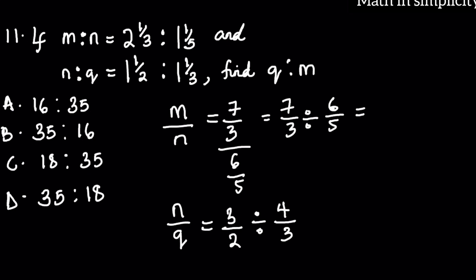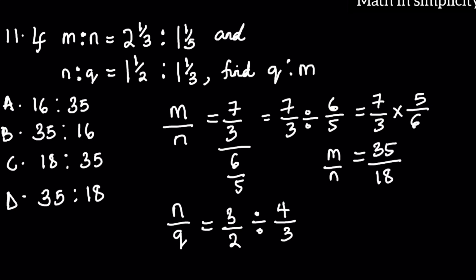7 over 3 divided by 6 over 5 is the same as 7 over 3 times, you swap, immediately you change the division sign to multiplication sign, you have to swap the denominator for the numerator, so it now becomes 5 over 6, and that should give us m over n equals, nothing can divide, so we just multiply through the numerator and the denominator. 7 times 5 is 35, and 3 times 6 is 18, while here we have 3 over 2 times, we do the same, swapping. 3 times 3 is 9, and 2 times 4 is 8.